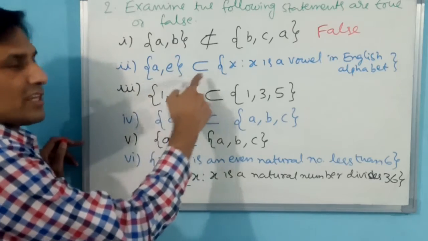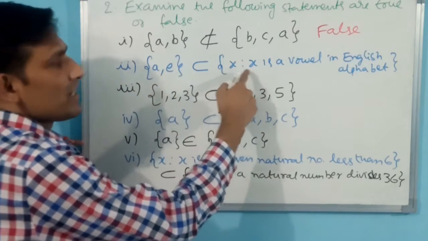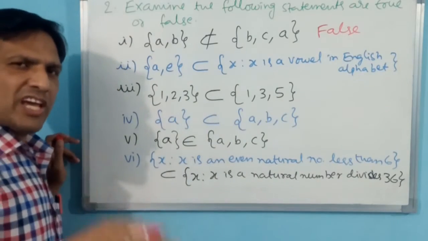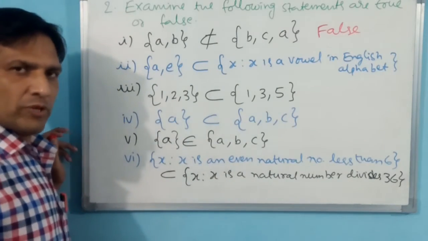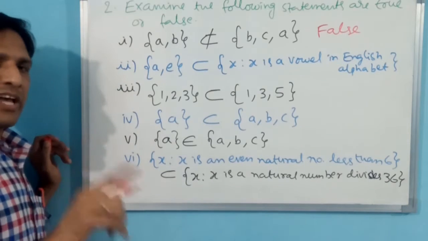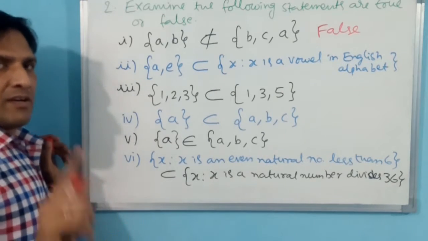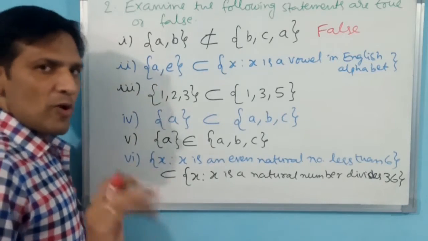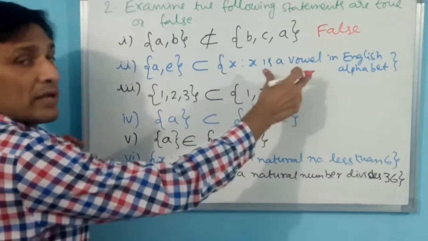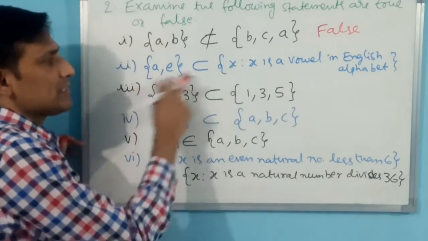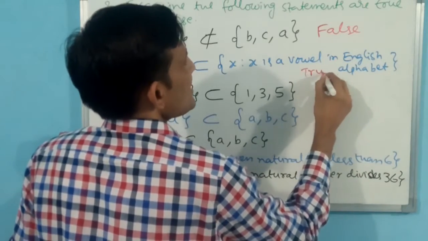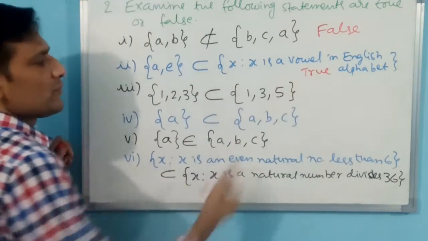Set {A, E} is a subset of X for all values of X. X is a vowel in the English alphabet. We know vowels are A, E, I, O, U. Remaining all are consonants. Of the 26 letters in the English alphabet, A, E, I, O, U are vowels. Here also it is telling vowels. 5 vowels are there, 2 vowels is a subset. Yes, true. Okay, for second one this is true.